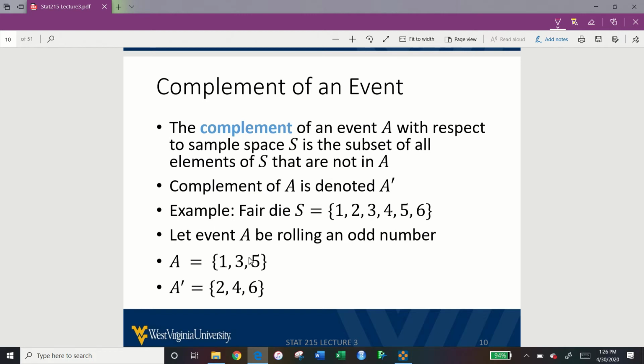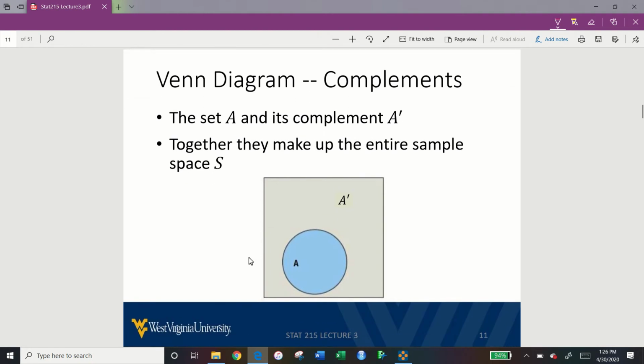One nice thing about probability is a lot of times we can draw things out visually, particularly with Venn diagrams. So let's take a look at the Venn diagram of a complement. We'll let set A be A, and we'll let its complement be denoted as A prime. Together, they make up our entire sample space S. All of this is our sample space. We let A be this blue circle, and the opposite of it, everything else in the square, is A prime, or our complement.